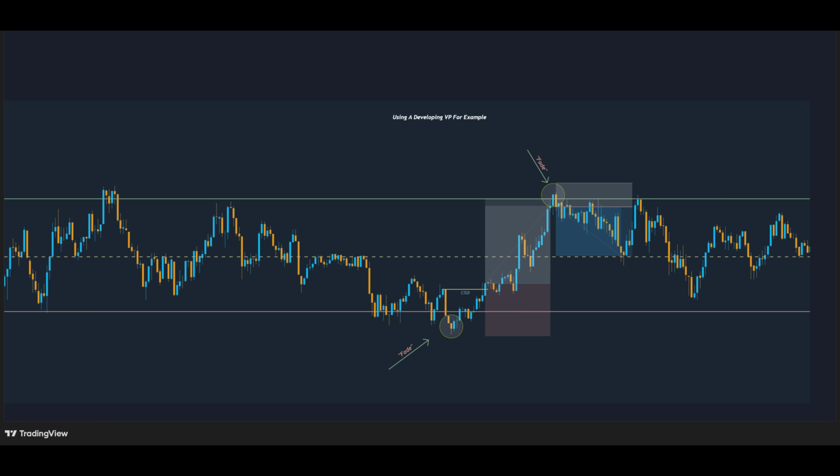This fade the edges approach works beautifully in balanced conditions because you have defined boundaries and a high probability that price will revert to the center. You're not trying to predict breakouts or catch trends. You're simply trading the established rhythm of the market.